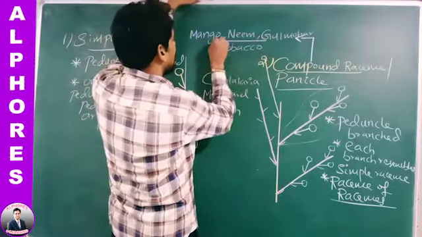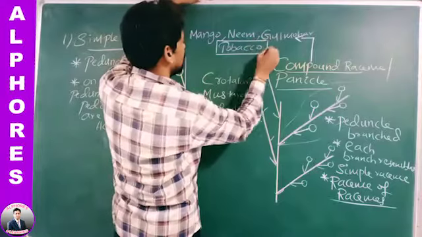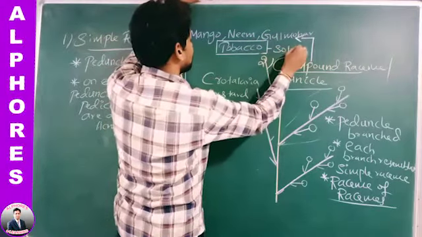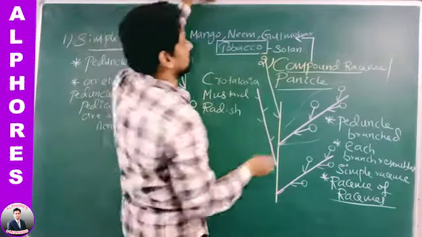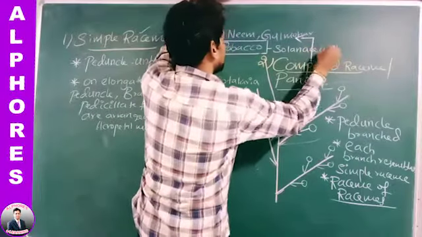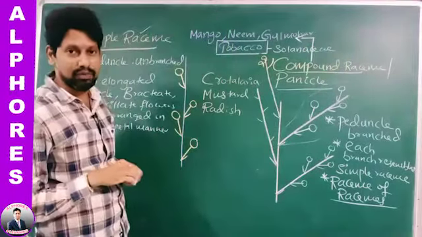Sir, tobacco comes under which family? I am speaking about tobacco. Tobacco comes under the Solanaceae family. Right?